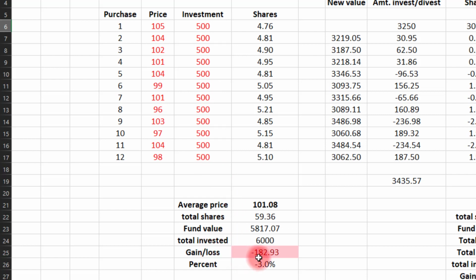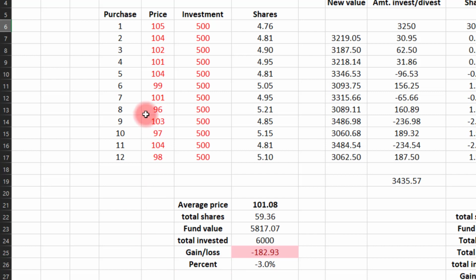We've lost actually $182 because the fund's value is now $5,818, and that's found by taking the price times the number of shares that we own. So we lost about 3%. Of course, if we run a different scenario, and we'll do some in a moment, we'll get different prices and we could get different outcomes. So for right now, let's go ahead and try that.